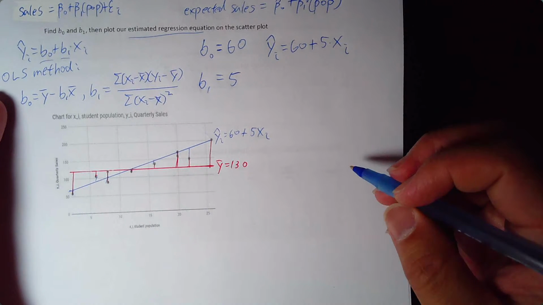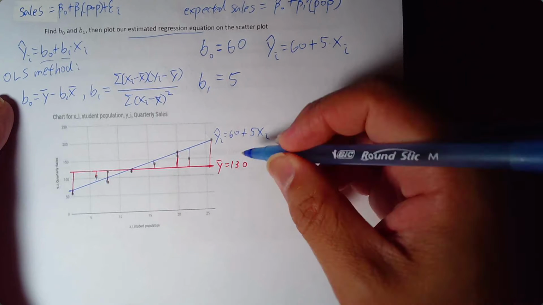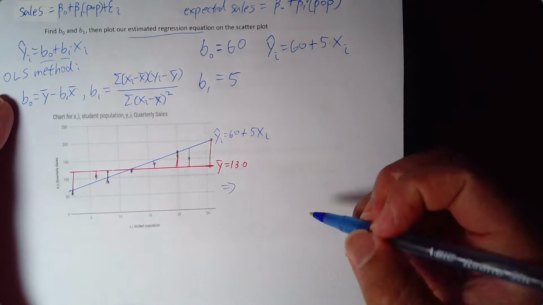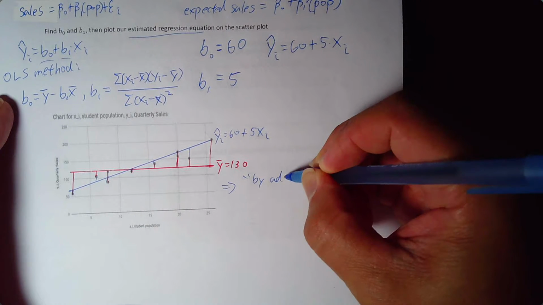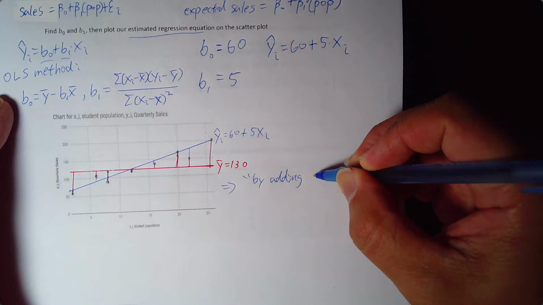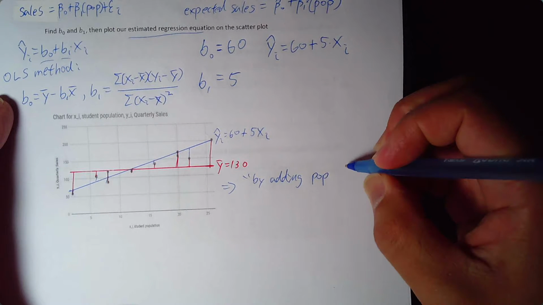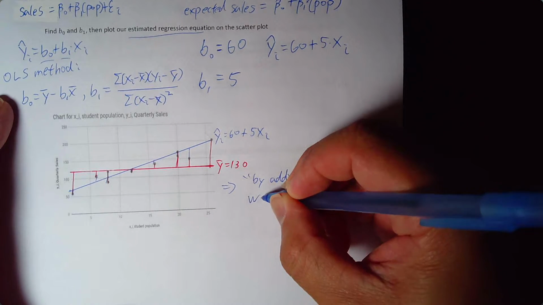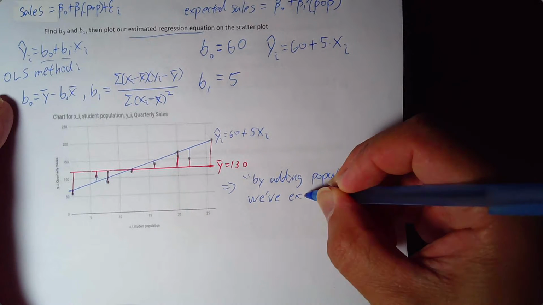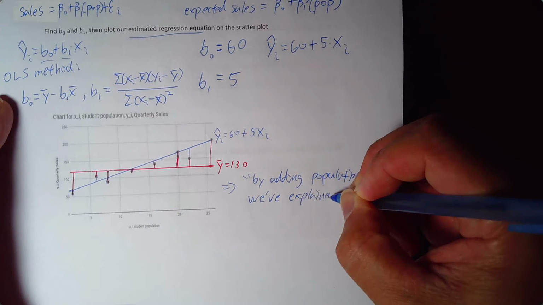So what we can conclude, at least visually here, is that by adding population into the model, we explained much of the total deviation.